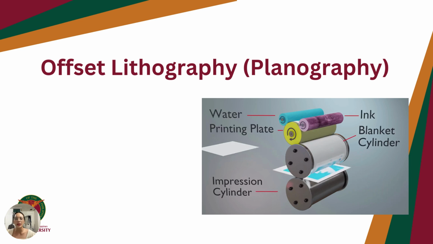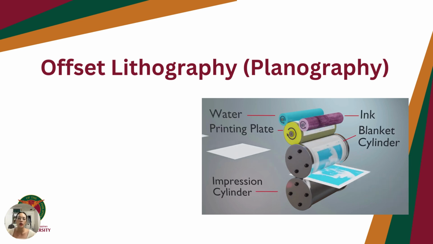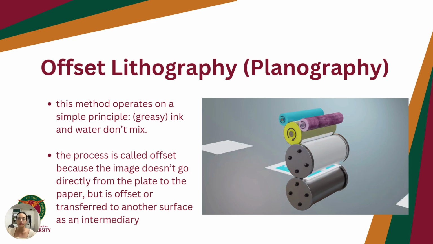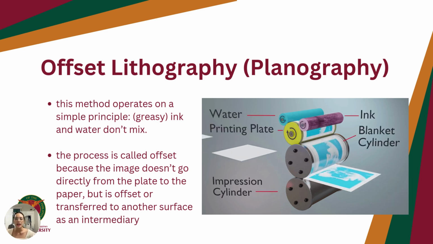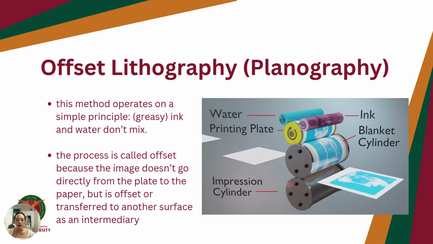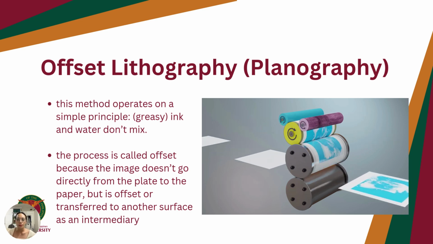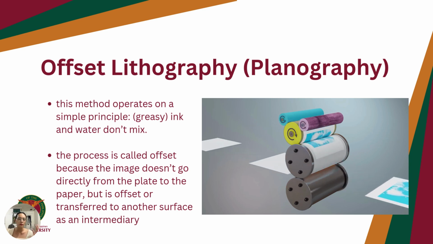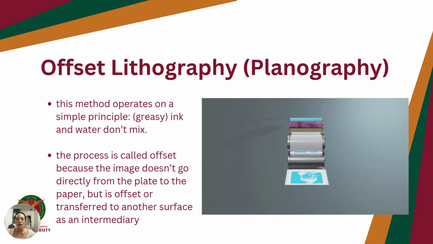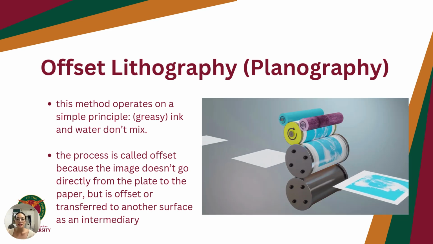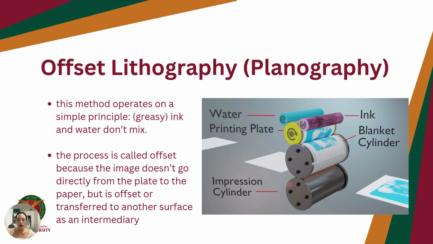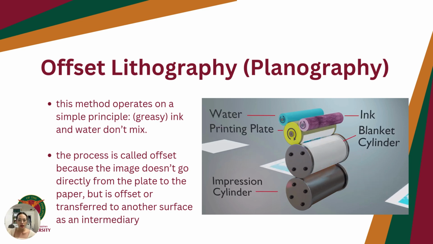And then the third one, we have offset lithography, also known as planography. Offset lithography operates on a simple principle: greasy ink and water don't mix. Image information, it could be in the form of art or text, is put on a thin metal plate which is dampened by water and inked by rollers on the press. So the oil-based ink adheres to the image area, and the water to the non-image area.